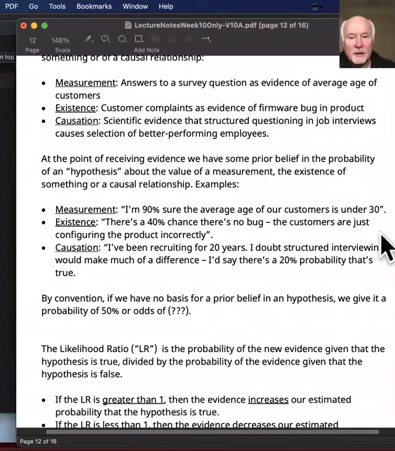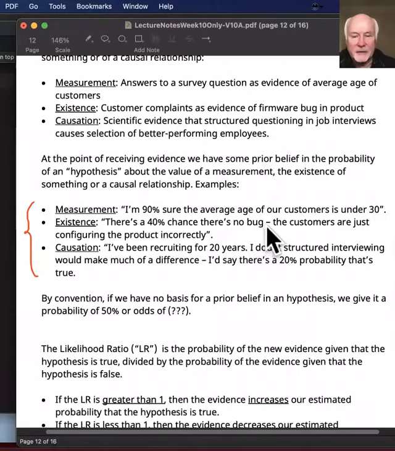Or it could be about a causal relationship, a probability that structured questioning in job interviews causes selection of better performing employees. So these are all hypotheses, and the idea is you come with a prior hypothesis before you start looking at new evidence. I've given some examples of prior hypotheses. So, 90% sure the average age is under 30. That's the sort of thing people say, and they may or may not have good reason for believing it.